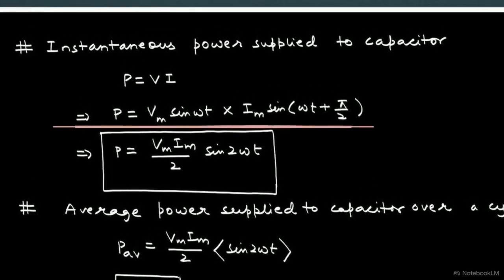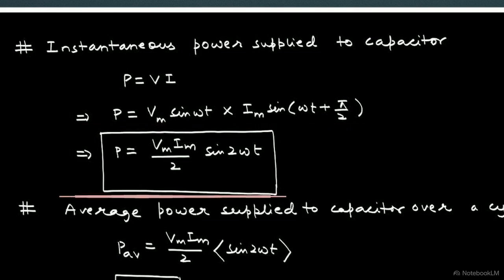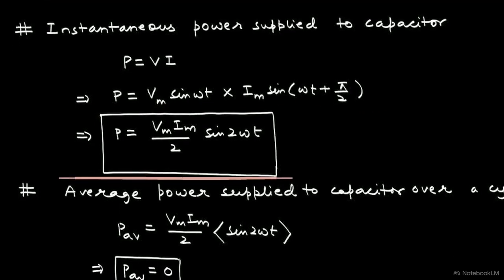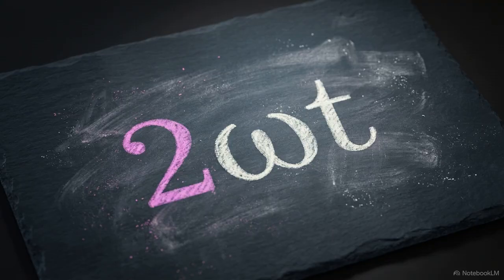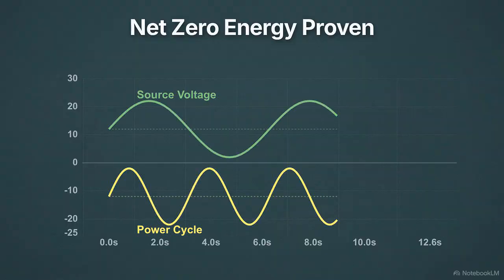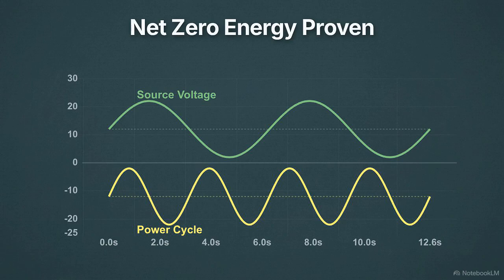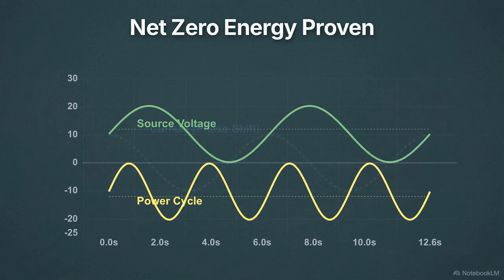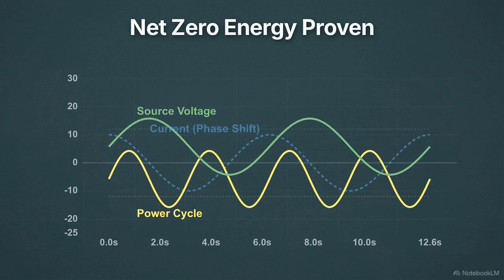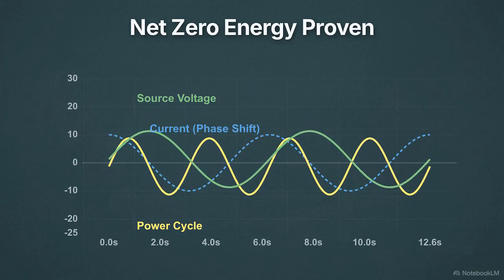We multiply our sine-based voltage equation by our shifted current equation. Simplification through trigonometric identities results in the power equation shown in the box. In this result, the angular frequency is 2 omega t. This means the power cycle oscillates at twice the frequency of the source voltage. Overlapping the power wave with our original V and I signals shows that the power reaches 0 every time either the voltage or current crosses the axis.